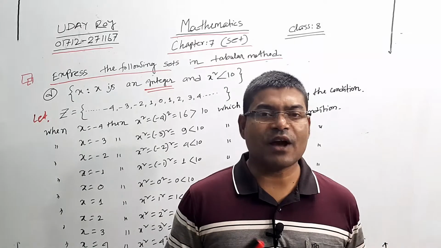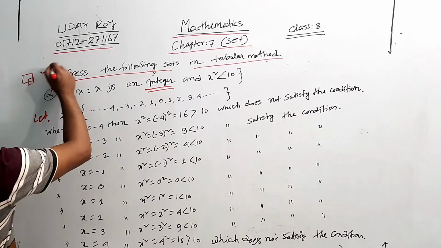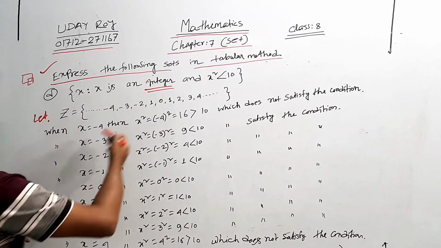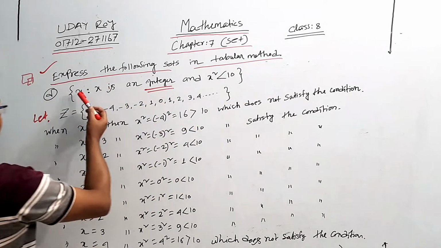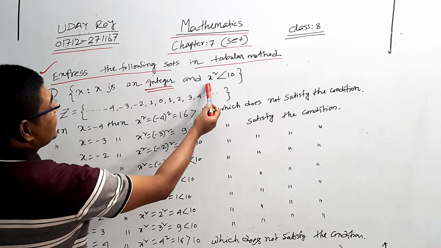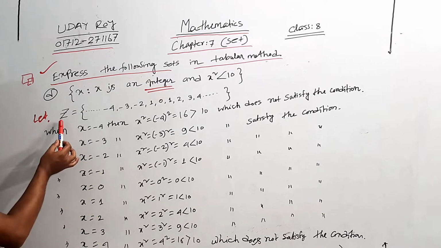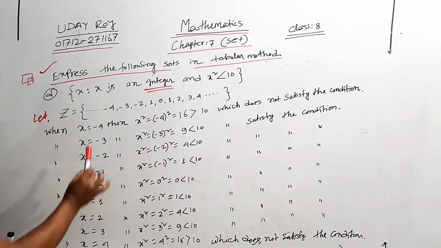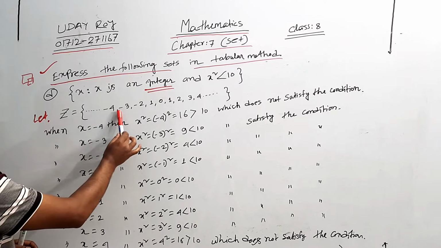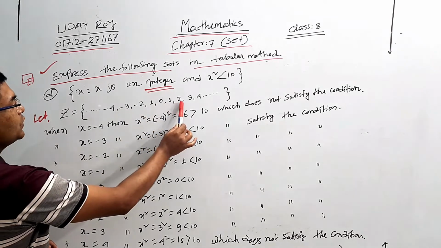So let's come back to the board. You can see here: express the following set in tabular method, x such that x is an integer number and x square is less than 10. So Z is the integer numbers; I have taken -4, -3, -2, -1, 0, 1, 2, 3, 4.